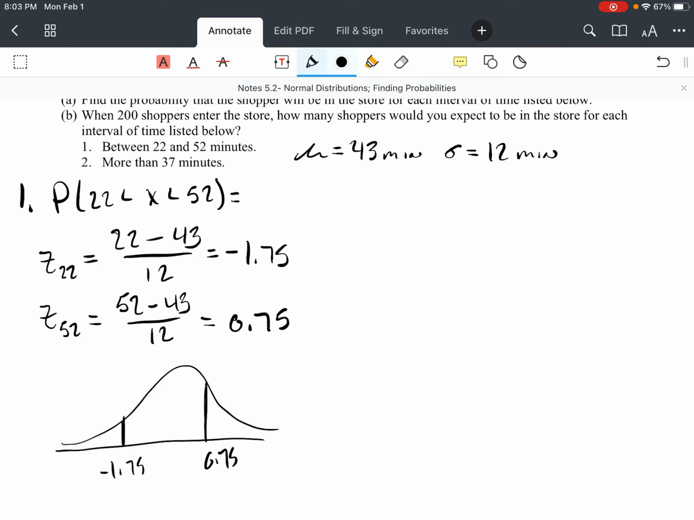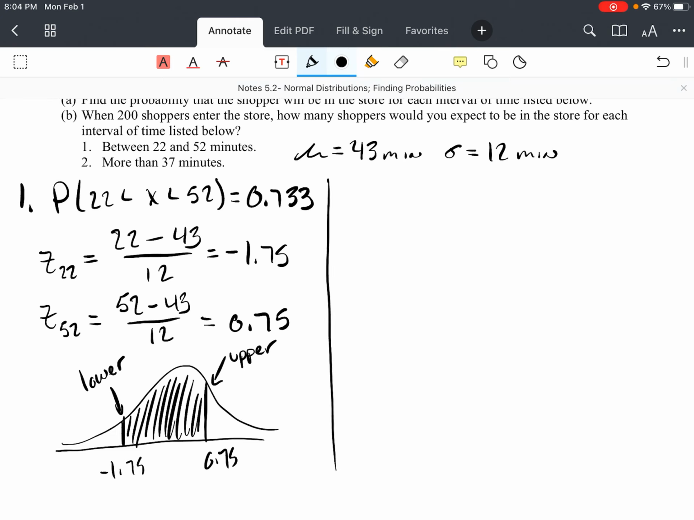Using these, remember that here's our z-score. Back here would be negative 1.75. Up here would be 0.75. We're looking for the area in between here. So this is our lower limit, and this is our upper. When we calculate this, we get that the probability is about 0.733 or 73.3%.